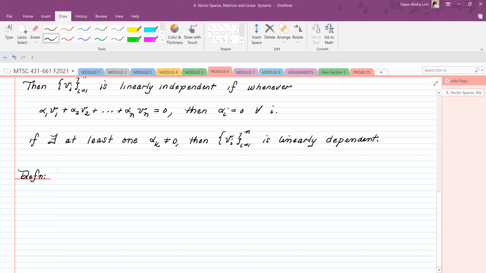The set V1 through Vn is a basis for V if it is the set Vi. So what's the requirement for it to be a basis? The set has to be linearly independent.